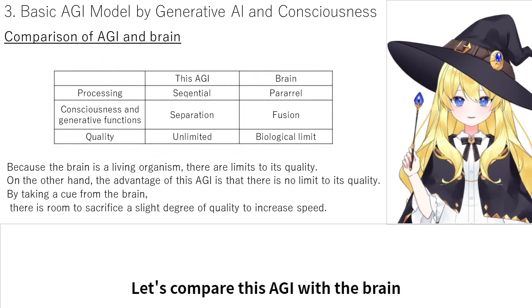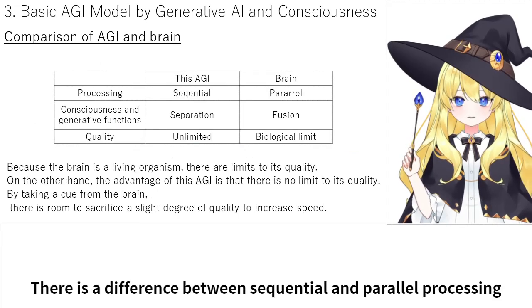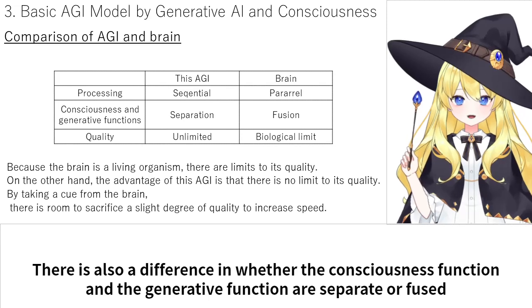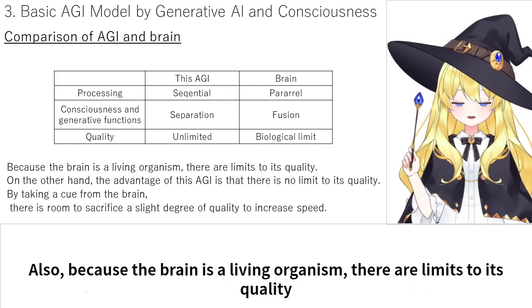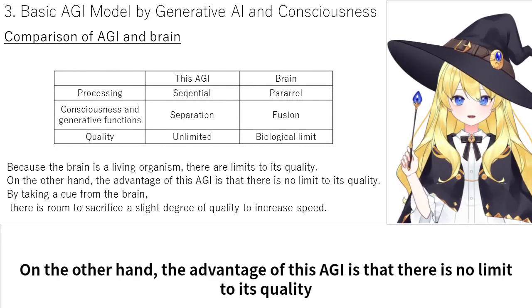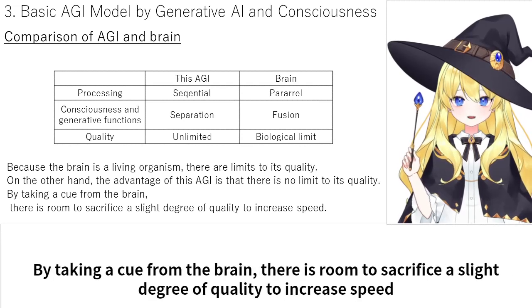Let's compare this AGI with the brain. There is a difference between sequential and parallel processing. There is also a difference in whether the consciousness function and the generative function are separate or fused. Also, because the brain is a living organism, there are limits to its quality. On the other hand, the advantage of this AGI is that there is no limit to its quality. By taking a cue from the brain, there is room to sacrifice a slight degree of quality to increase speed.